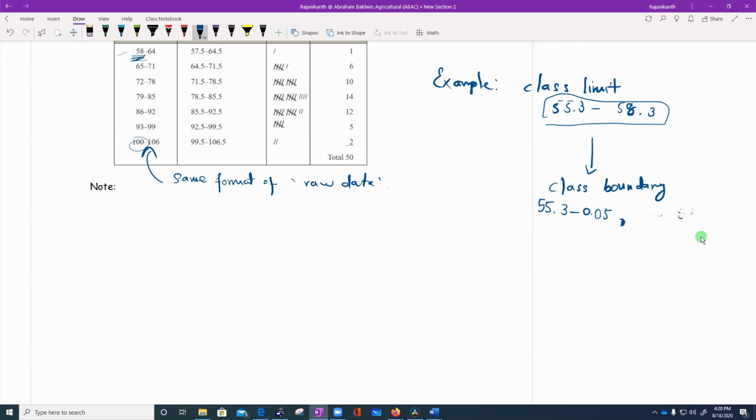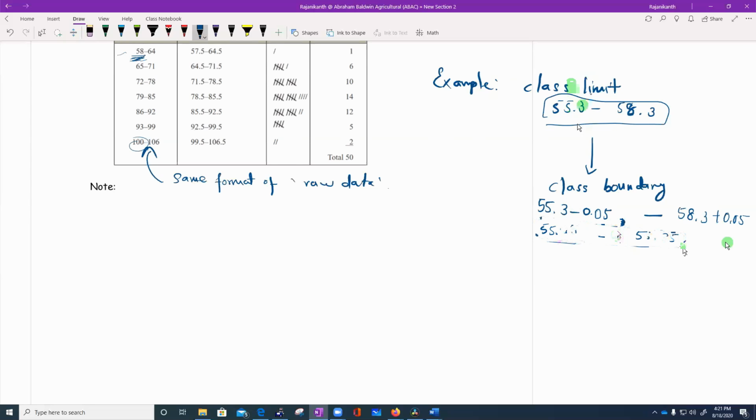you need to add 0.05 to 58.3. Take your calculator, simply subtract. So you should get 55 point what? This is 30. So you should get 25, right? Then if you add here, you should get 58.35. So this is your class boundary for this particular class limit.